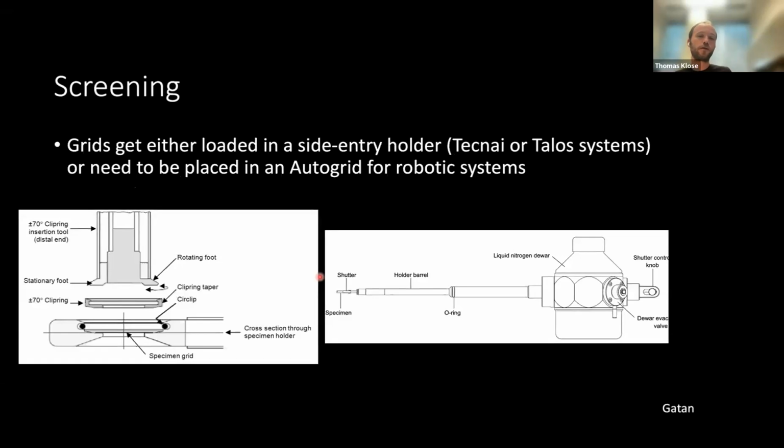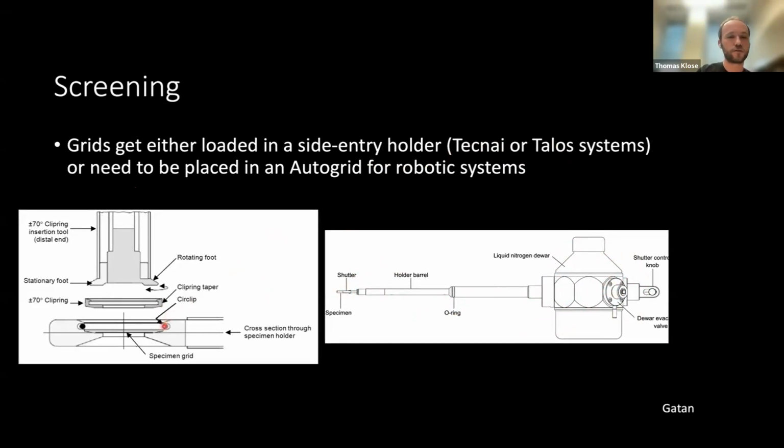The way we do this practically is that the grids get loaded into what is called a side entry holder, and that is typically used on Thermo Fisher systems like the Tecnai or Talos. The way this looks is that this is your cryo holder. At the very tip of it, there is a shutter, and there's a space for your specimen, and then there's a very long barrel that is connected to a liquid nitrogen dewar. This gets filled with liquid nitrogen, and then it cools the whole thing down all the way to the tip, so it's kept at liquid nitrogen temperature.